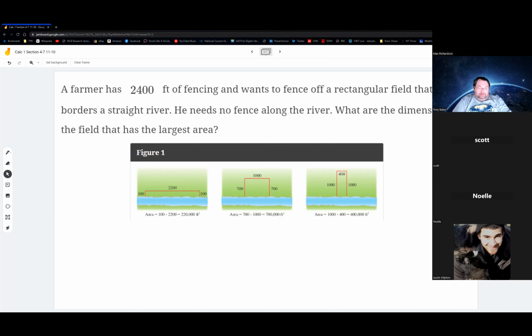So now that we got this, let's make some variables for it. So we're obviously looking for perimeter when we have this. So we have two times the width, because we have the two sides, plus the length equals 2,400. And he wants the largest area possible. So area is length times width.